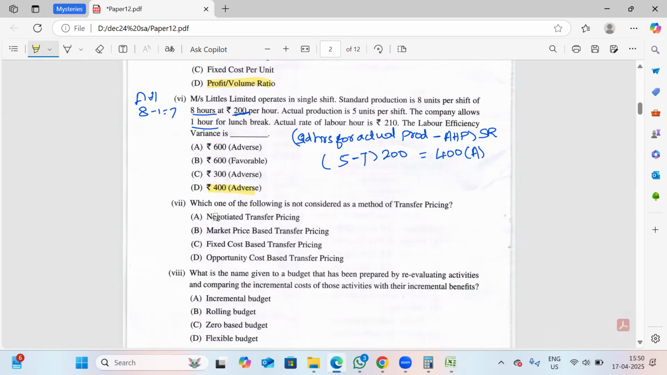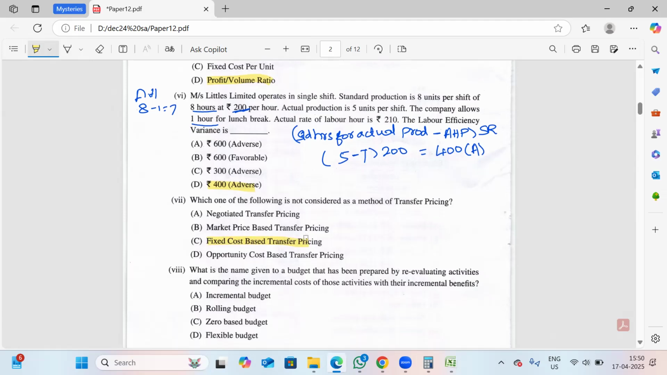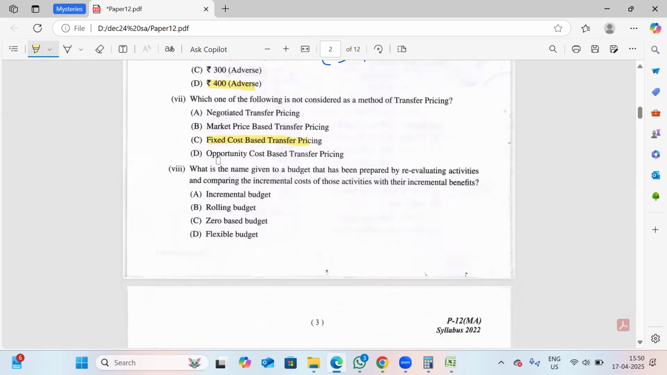Then, which one of the following is not considered as a method of transfer pricing? For transfer pricing, which method is not considered? They have asked. So negotiated transfer pricing, market price, everything comes under transfer pricing method. So here, fixed cost. We never fix the transfer pricing based on fixed cost. We fix the transfer pricing based on variable cost, but we never fix based on fixed cost. So option C is the right answer.